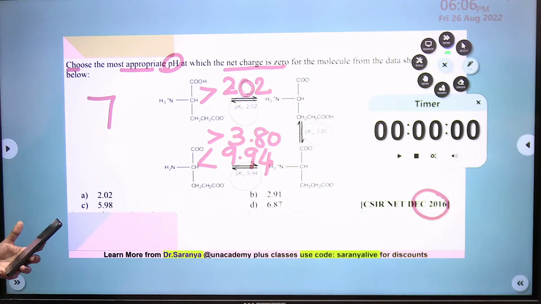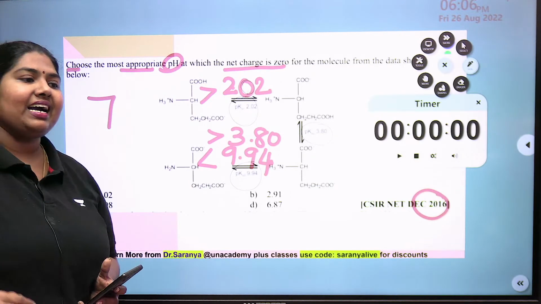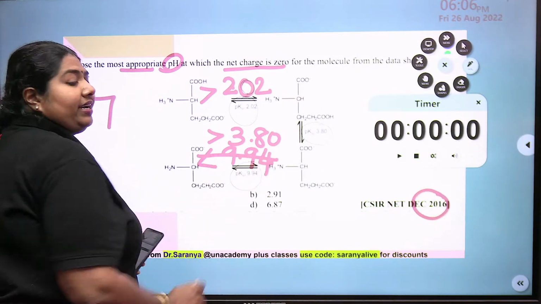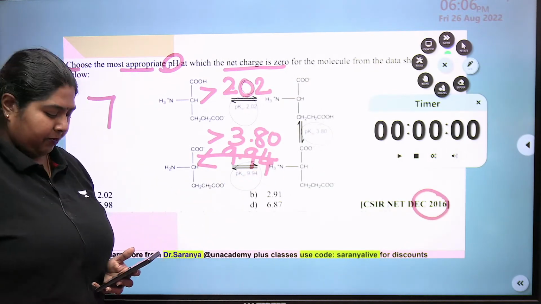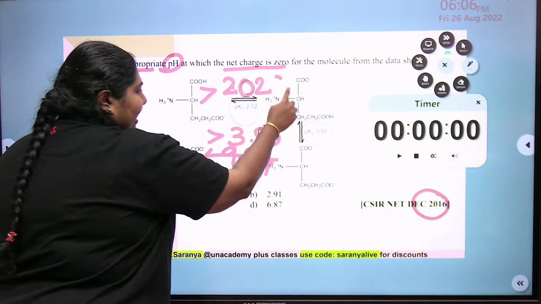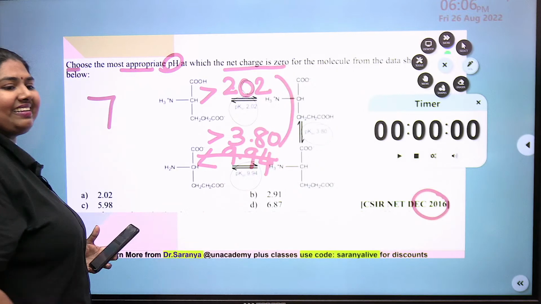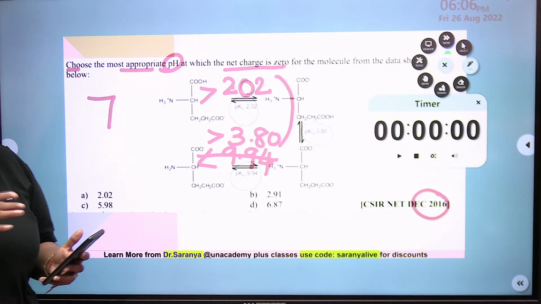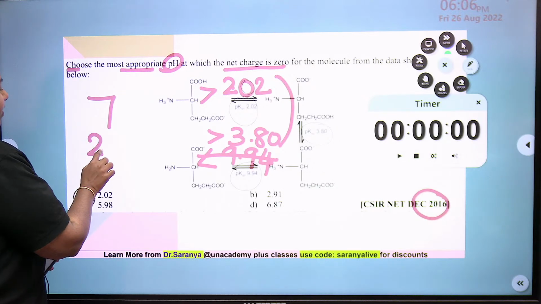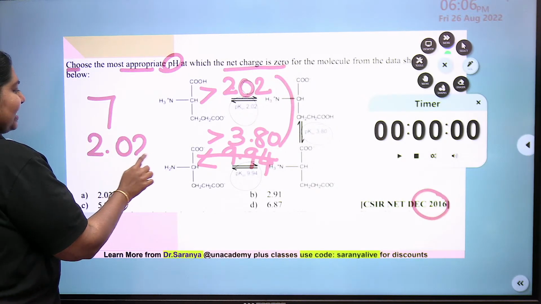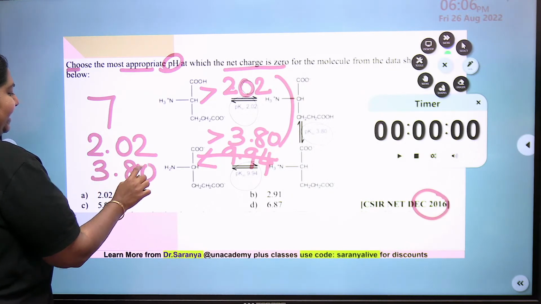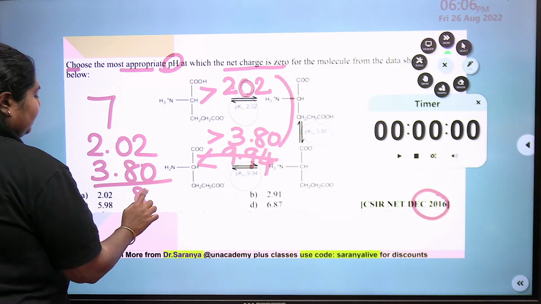So, among these three, you are going to take the odd man out. Which is the odd man? This 9.94 is going to be the odd man. So, you are going to eliminate it. Yes, these two are acidic. This is only basic, so we don't want that one to interfere with our answer. So, we are eliminating it. We have only two values now: 2.02 and 3.8. Add them and see what is coming now.